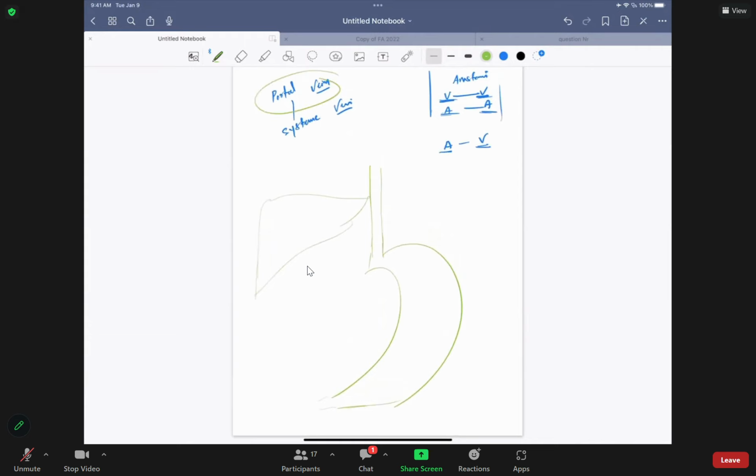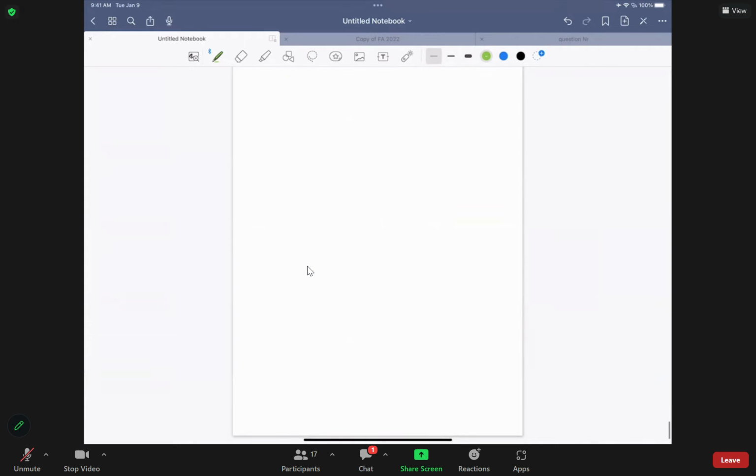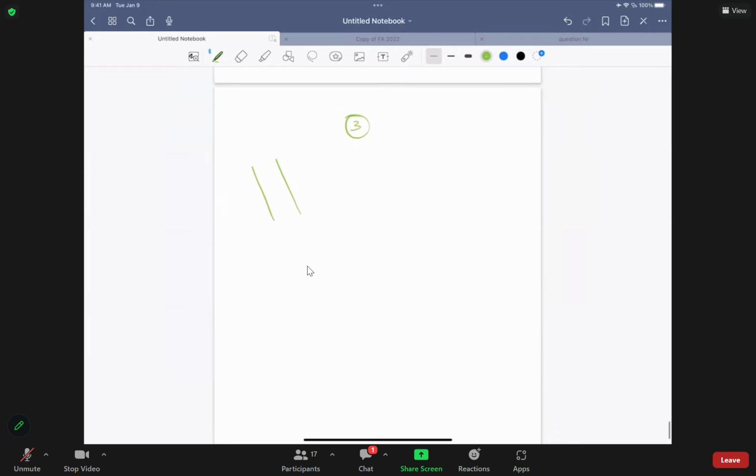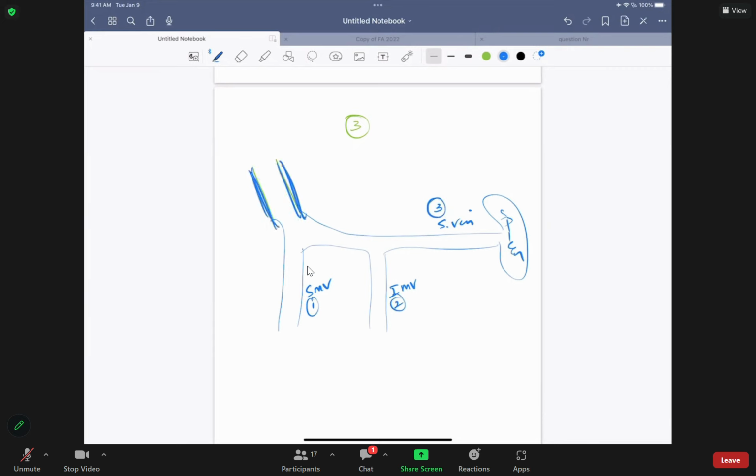Now, let me teach you first, I forgot about portal vein. Let's learn about portal vein. How is the portal vein formed? Portal vein is one big vein. It's formed by joining three veins together. So what are those three veins? If you see, that's your spleen. So the splenic vein, inferior mesenteric vein, and superior mesenteric vein. So structure 1, 2, 3. These three structures joined together, they form something here. This is your portal vein.